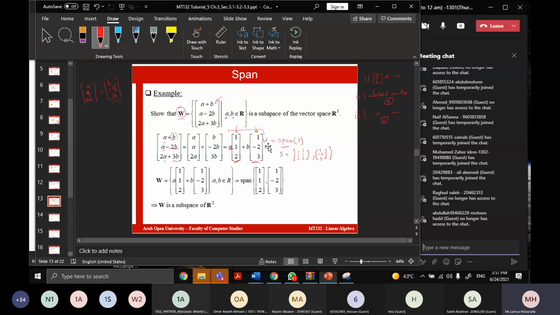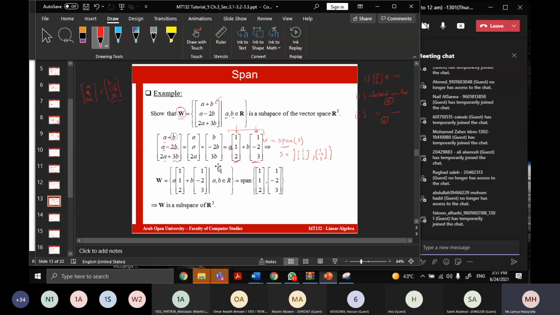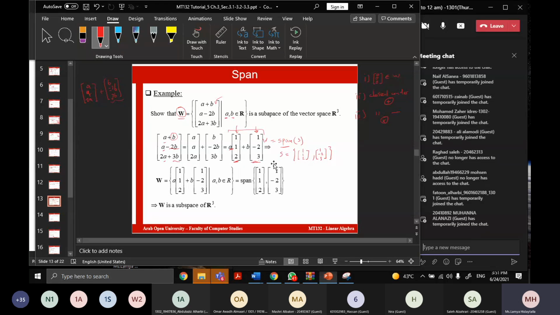Since W equals span S, and this is your S, it is a subspace. So W is a subspace. Isn't this easier than the other one? For some examples you can do it, and it's easy. Clear? In particular, we are talking about the cases R^n, R^1, R^2, R^3. In this chapter of our course we're dealing with R^n.